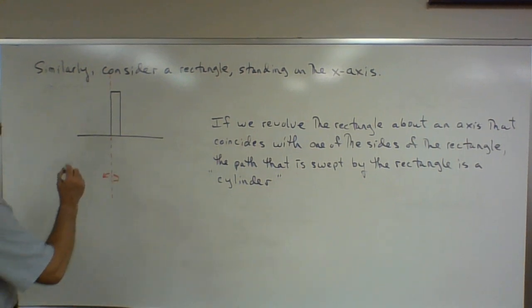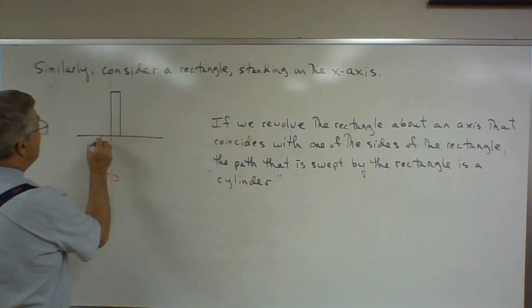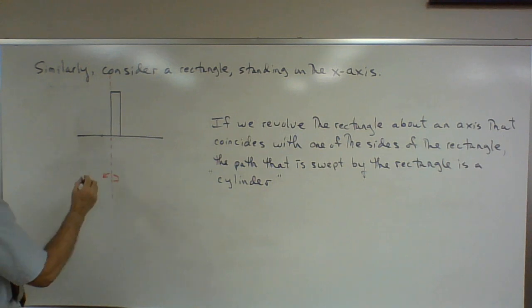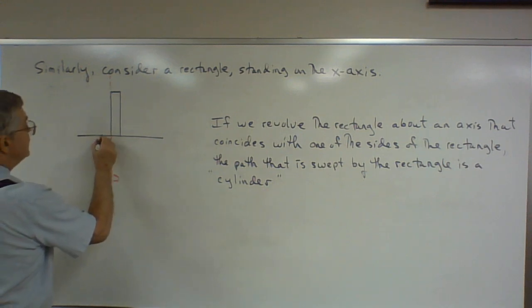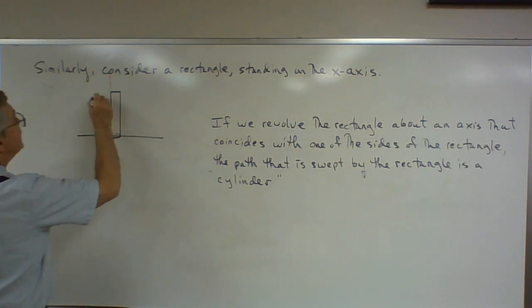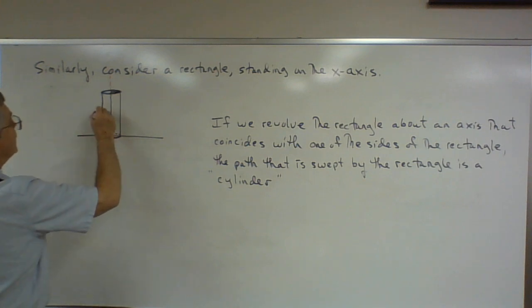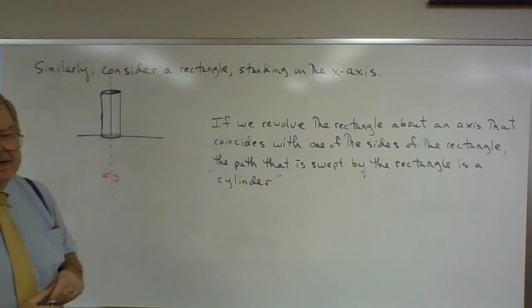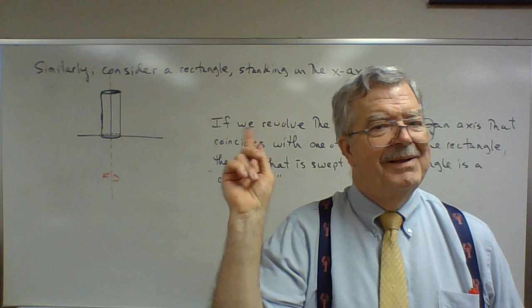Now let's just see how that happens. We're going to take this rectangle and revolve it all the way around this vertical axis. And here's what we're going to get. We're going to get a cylinder. Whoopee.